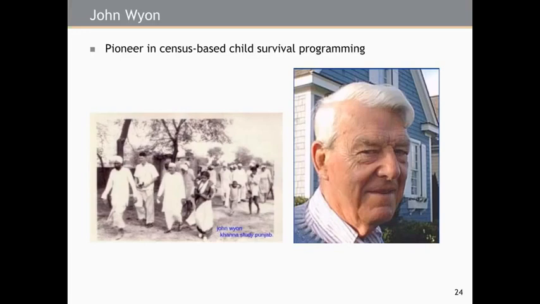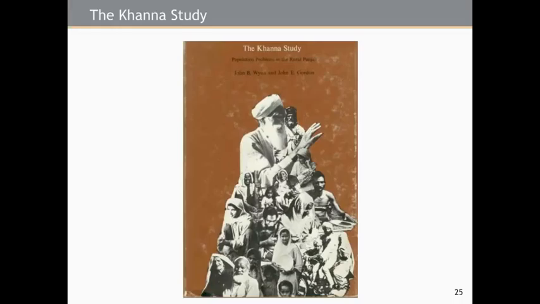And their mentor was a Harvard faculty member named John Wyon, whom you see in the next slide, who back in the 50s had worked with Carl Taylor and was very much involved in an important study that was foundational for primary healthcare work, which is called the Khanna study, and was a building block for the Narangwal project that Carl Taylor led back in the 60s in India, which we haven't had time to discuss, but that we do discuss in our case studies in primary healthcare course that you might consider taking.